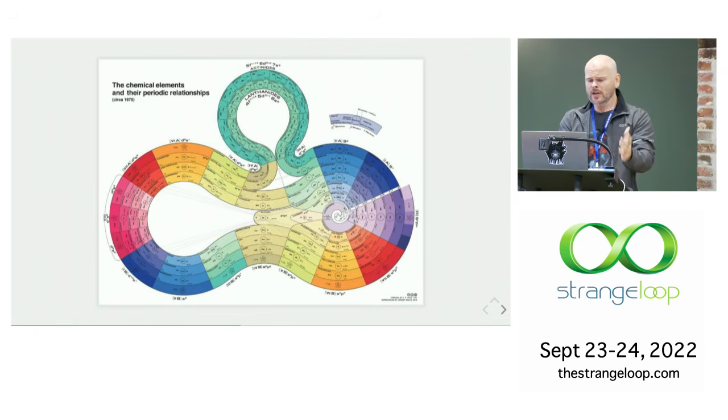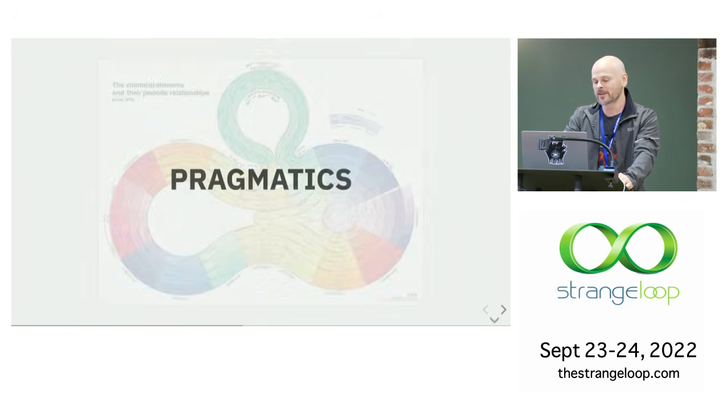Here's the periodic table of elements. Look how beautiful this is. This is from 1976. We've got all the channels working together to tell us things about how these different elements interact with each other. So another area that we've pretty much ignored is pragmatics.